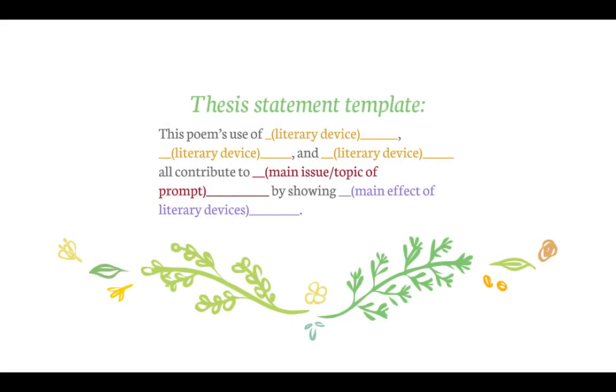So a template that I like to keep in mind for how to come up with a thesis statement for this type of prompt looks a little something like this. So the poem's use of blank, blank, and blank, so all 3 literary devices, all contribute to, and then you talk a little bit about what the main issue or the topic of the prompt is, that will usually be provided, and then by showing, and then the main effect of the literary devices. So how do these literary devices get you here?